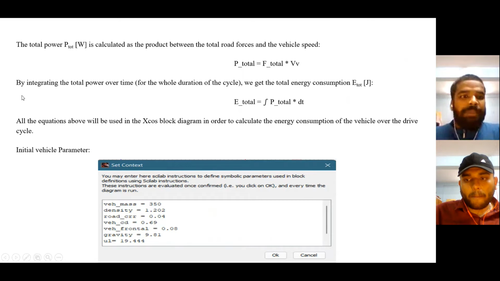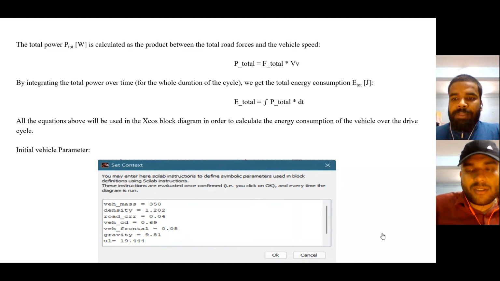Okay, thanks. So next, if you calculate the total energy, that is the integration of our P total with respect to dt. So I would like to call my friend to explain further.